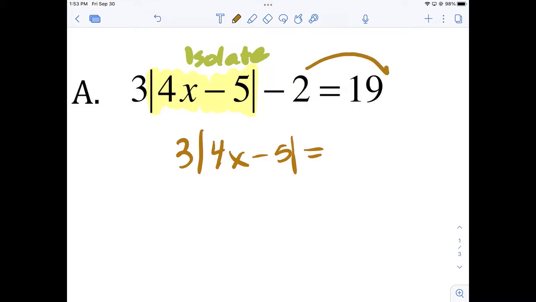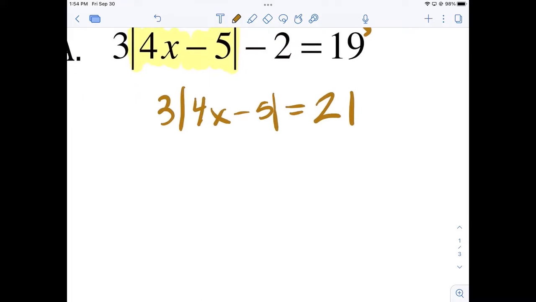Red Rover, let negative 2 come over, and now it's positive. So 19 plus 2? 21. Cool. Now I need to divide by 3. I don't show it, I just do it. It divides out on the left, and I'm left with the absolute value of 4x minus 5 equaling 7.